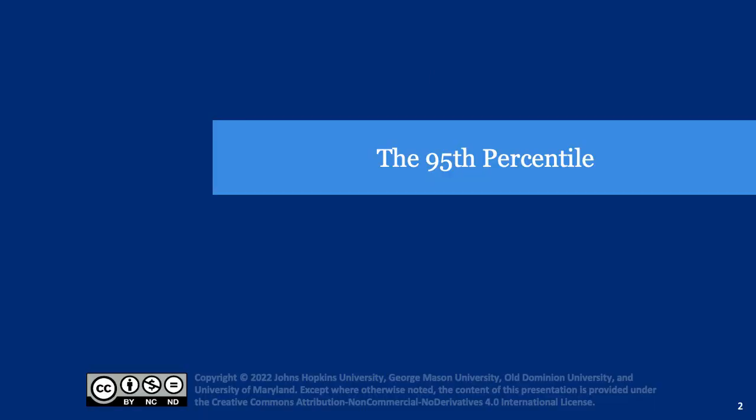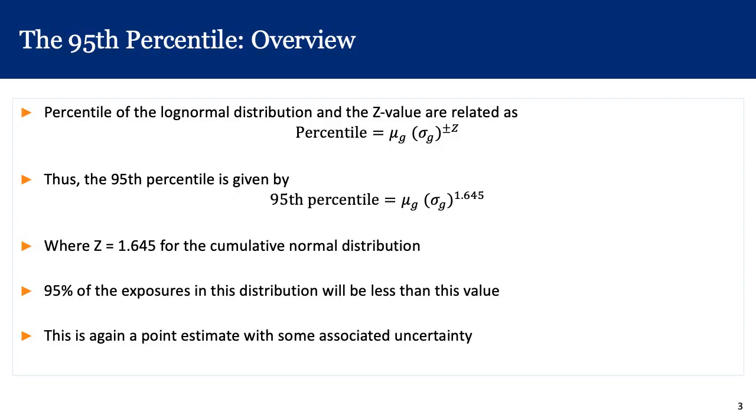In the next section, we'll study another important parameter, which is the 95th percentile. Just to refresh our memories, the percentiles are related to the z-value as shown in this equation at the top. The percentile is mu g, the geometric mean, times sigma g raised to the power plus or minus z. And so the 95th percentile is given by mu g times sigma g raised to the power 1.645, where z equals 1.645 for the cumulative normal distribution.